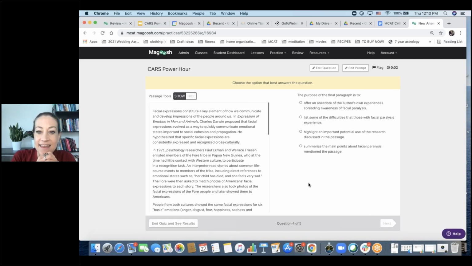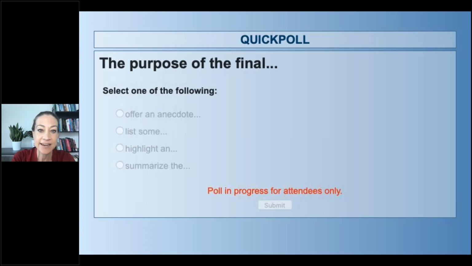And then last question. The purpose of the final paragraph is to A, offer an anecdote of the author's own experience spreading awareness of facial paralysis. B, list some difficulties that those with facial paralysis experience. C, highlight an important potential use of the research discussed in the passage. Or D, summarize the main points about facial paralysis mentioned in the passage.